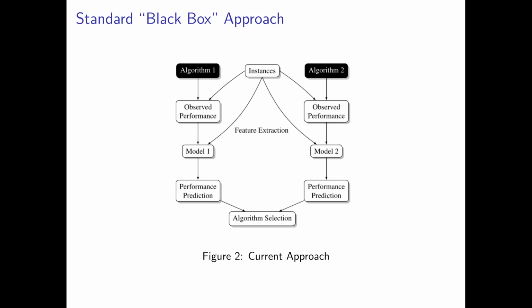Using that observed performance plus the features we've extracted from instances, we build a model, one model for each algorithm, and use that model to predict the performance of those algorithms on new instances. Using that, we perform algorithm selection. As I mentioned, there are many algorithm selection systems, but the common feature among them is that the algorithms are treated as kind of black boxes. We don't know much about them except their observed performance.